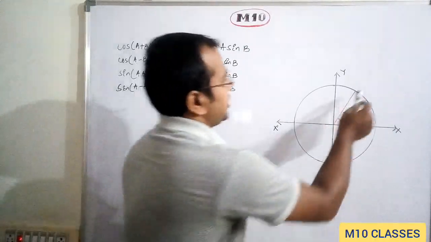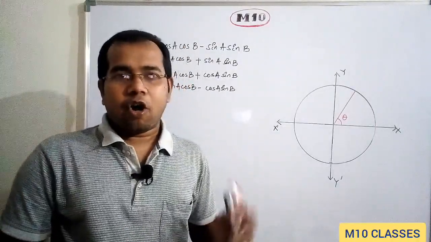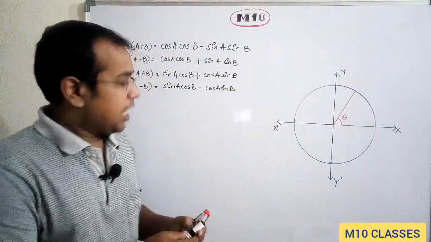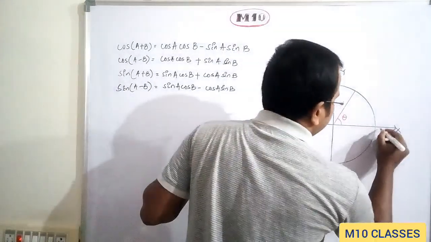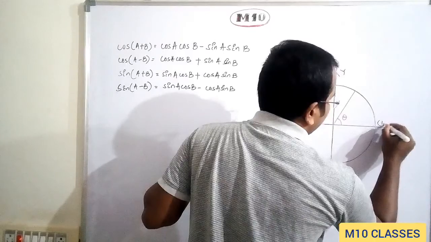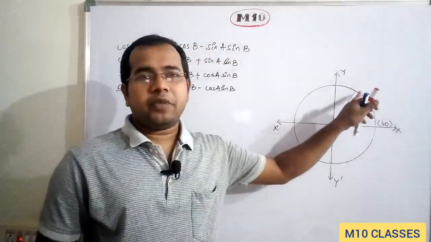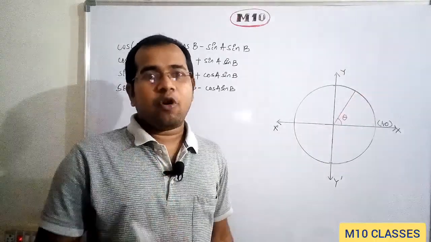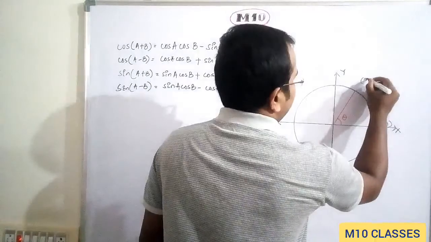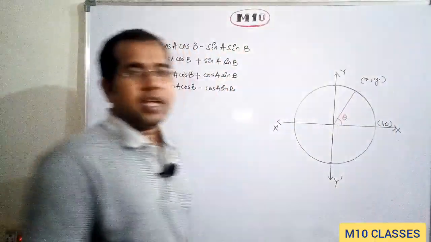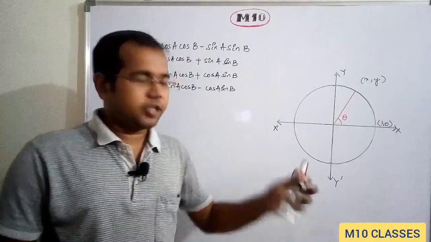What are the coordinates of this point that we are going to see? Coordinates of a point on the unit circle. As it is a unit circle and the radius is 1, so I can write here this coordinate is 1, 0. So what is the coordinate of this point? Any point on a Cartesian plane is represented as x, y. So let us find what are this x coordinate and y coordinate for this.